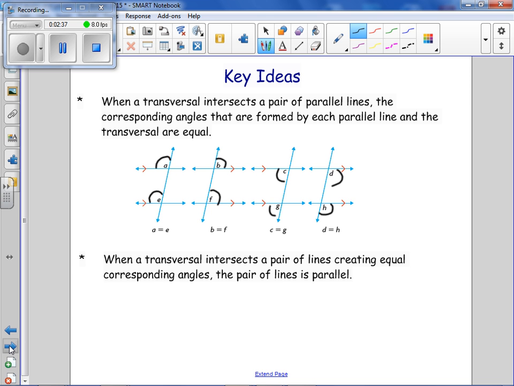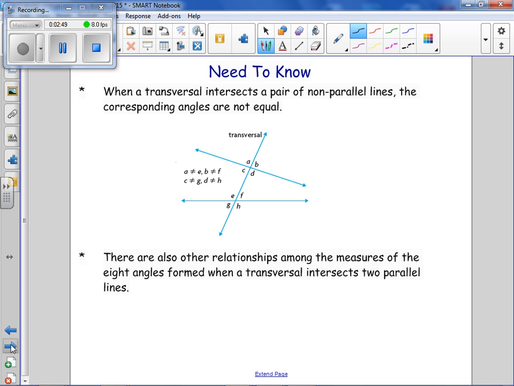When a transversal intersects a pair of lines creating corresponding angles, we know that the lines are going to be parallel if those angles are equal. So here's basically the opposite, right? If your lines are not parallel, then those corresponding angles will not be equal.